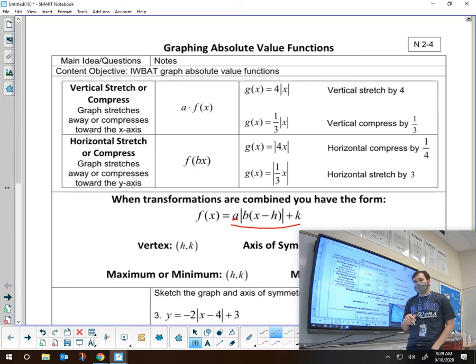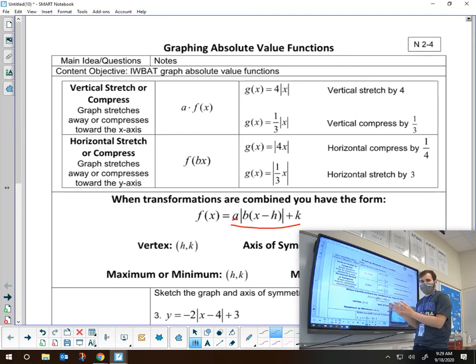Now the opposite is true for the number inside your absolute value. So if the number inside of it is 4, a whole number, just like your H, it's going to be backwards. So this one's going to be a horizontal compress by 1/4. See how it flips there, a horizontal compress by 1/4, and then this one, if it's a 1/3, it's going to be a horizontal stretch by 3. And so in both those cases, it's kind of backwards.